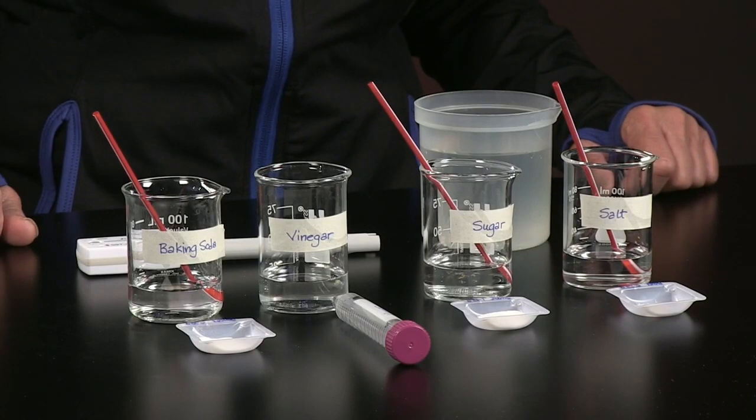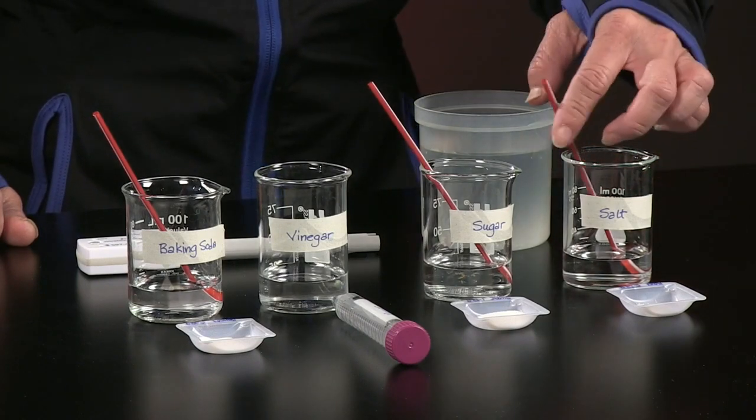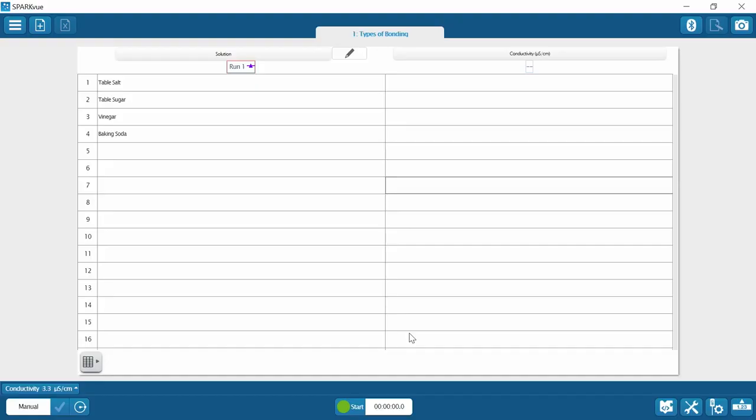So in addition to our samples, we have 4 beakers, 100 milliliter beakers, to which we have added 25 milliliters of distilled water to each of these beakers. I have my usual wash bucket and a wireless conductivity sensor. In SparkView, I have opened the Essential Chemistry Lab number 10A, and that is specifically designed for the types of bonding lab. So now that we have all of the materials set up, let's get started with the procedural portion of this lab.